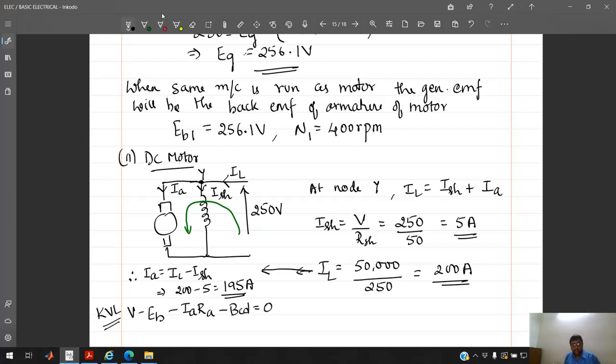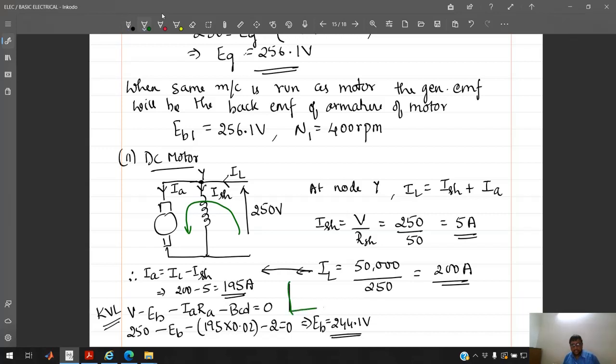V you know it is 250 volt. EB you need to calculate. So 250 minus EB minus IA, IA is 195, RA is 0.02, minus 2 is equal to 0. That implies EB, if you calculate this, you are going to get 244.1 volts. So this is how you calculate the back EMF when it is run as a motor.